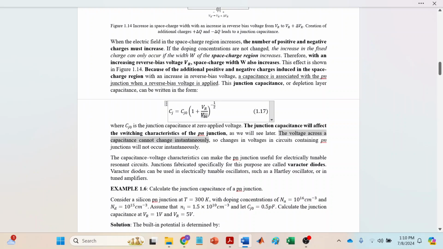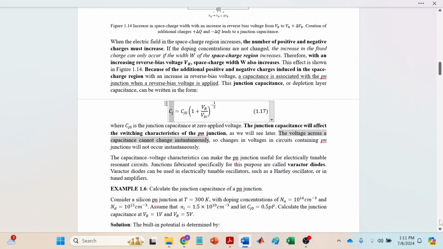As a result of this junction capacitance, the voltage across the capacitance cannot change instantaneously. This would have a significant effect when we are looking at the PN junction as a switch, because it's not going to switch immediately. This capacitance-voltage characteristic is useful in electrically tunable circuits. There are junctions specially fabricated for this purpose, and they are called varactor diodes.